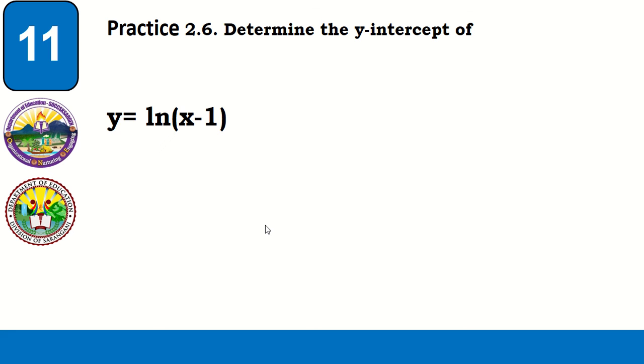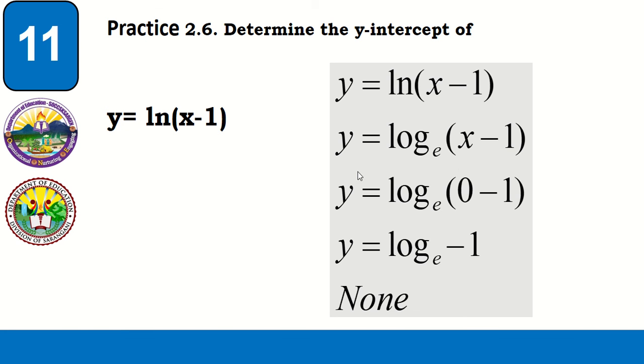Next, 2.6. ln of x minus 1. The ln of x, of course, can be written as log base e. Therefore, we write 0 minus 1 when x equals 0. You've got y equals log of negative 1 base e. And this one is still undefined because this must be positive. Therefore, the y-intercept is none.